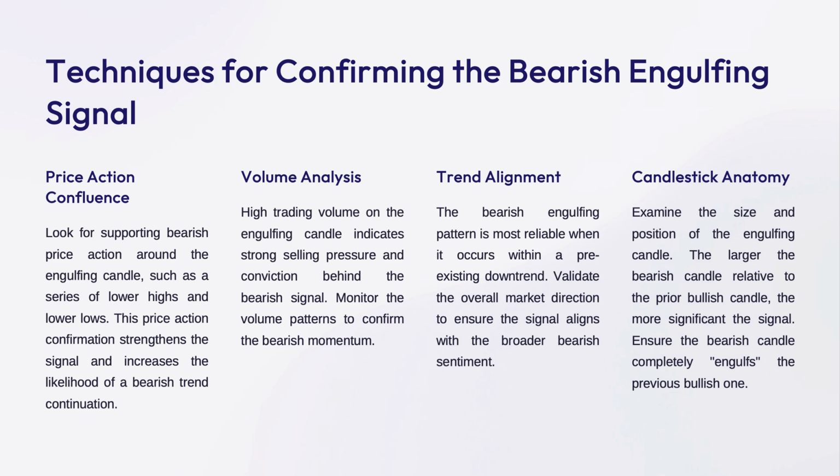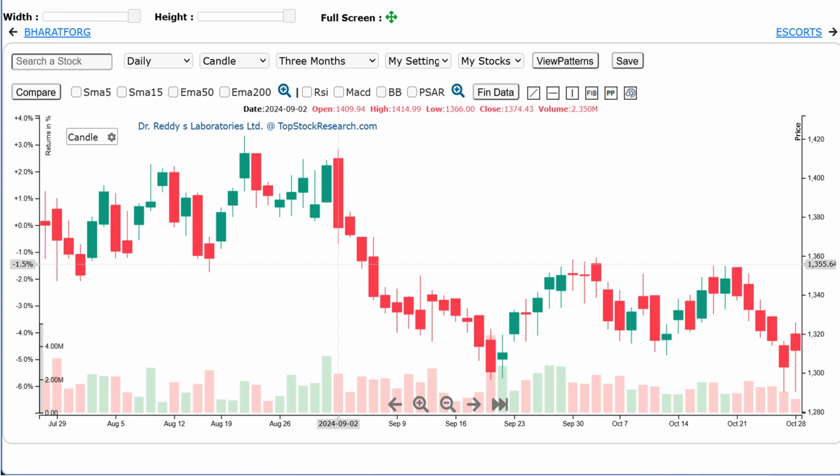Techniques for confirming: price action confluence. I think the third candle will tell you. Volume analysis I showed you. Trend alignment, the lines I will show you. And if you see here, I will tell you an example. If you clearly see here, if you draw a line here, boom, and then it has fallen so much. Can you believe it? How did it happen? Fantastic. Sometimes I really feel these are very nice trades where you can catch it.